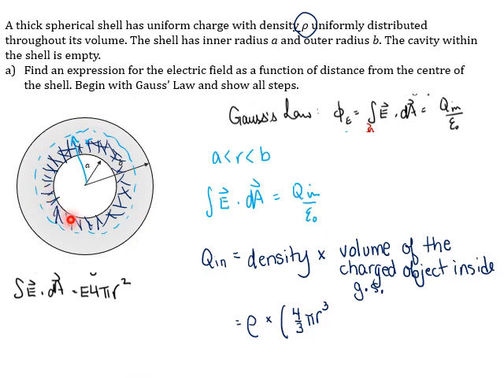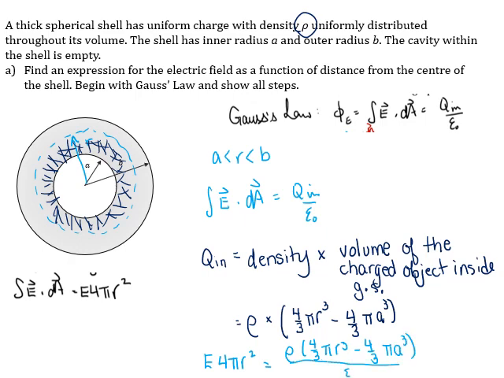That would be if our Gaussian surface was a solid sphere, if the whole inside bit was charged, but it's not. We have to subtract the bit with no charge, which is 4/3 times pi times a cubed. Okay, now we put it all together. So our integral of E dot dA is E times 4 pi times r squared. That's going to be equal to our net charge, which is rho times 4/3 times pi times r cubed minus 4/3 times pi times a cubed, and we have to divide the whole thing by epsilon naught.